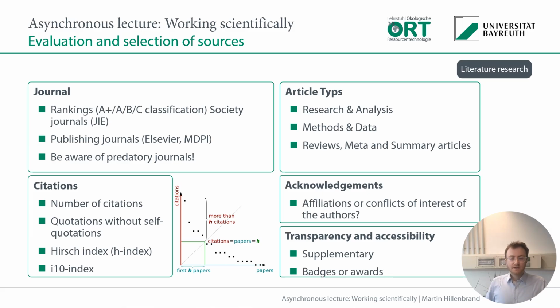Another aspect you should take into account is the article type. There is the classical research and analysis paper, but there are also papers that cover more methods and data. Depending on what you want to find out and what you're looking for, keep in mind that some articles differ in what they focus on. And then the third type is review, meta, and summary articles, which are especially helpful when you start with your work and want to gain an overview of what's happening out there. Then I would suggest focusing on review, meta, and summary articles.